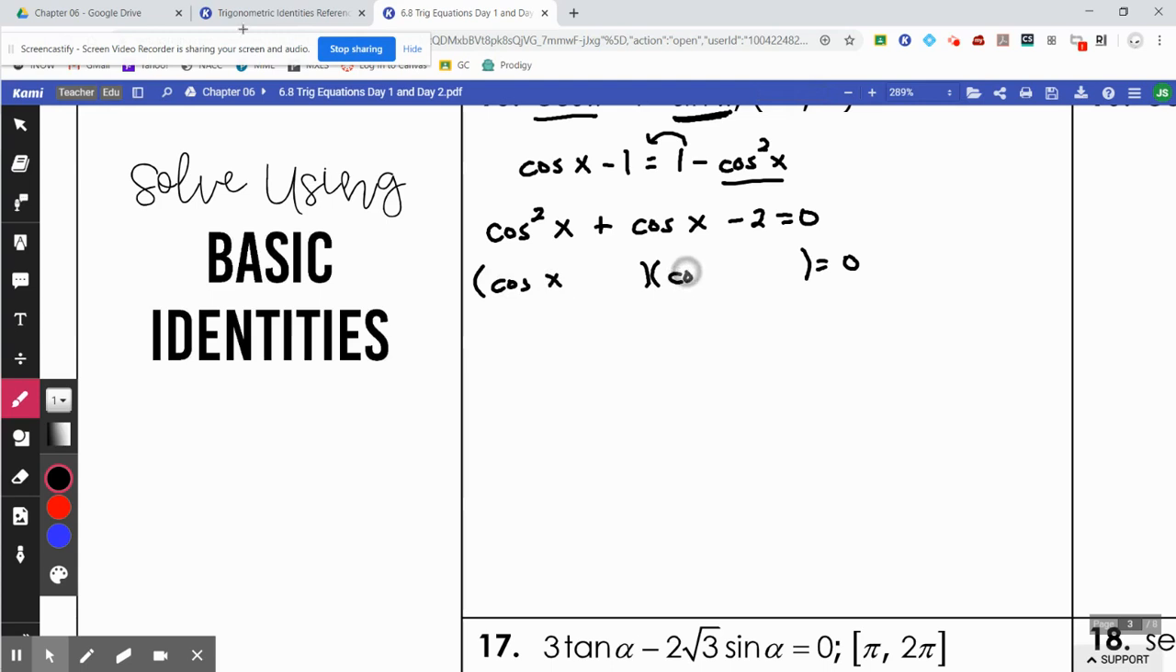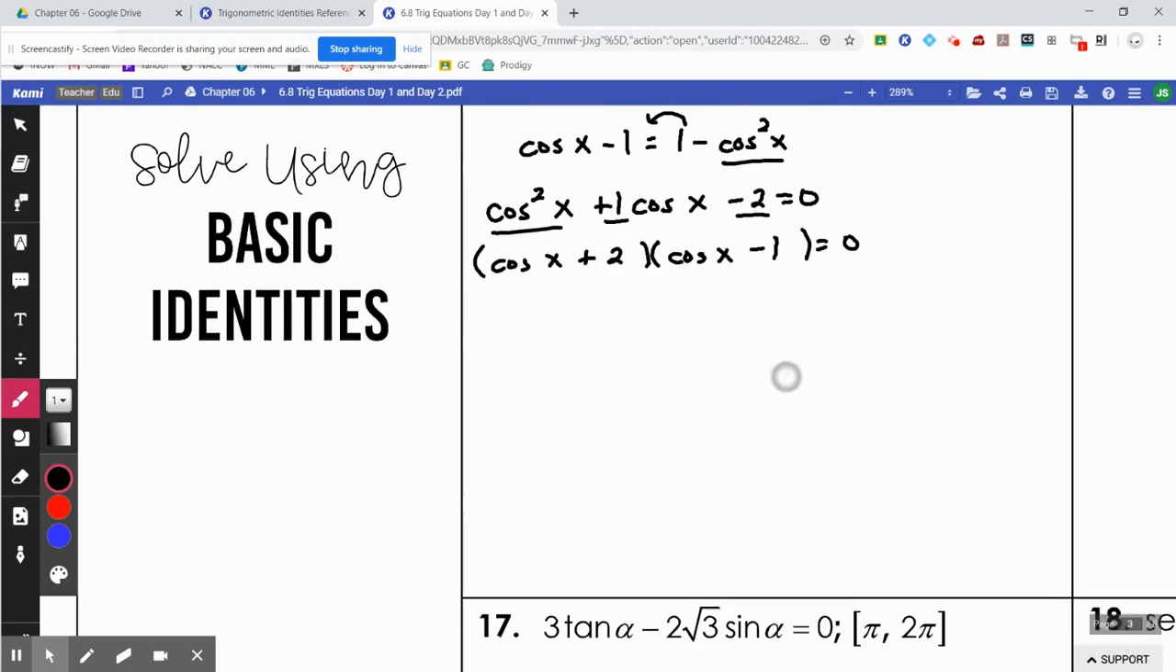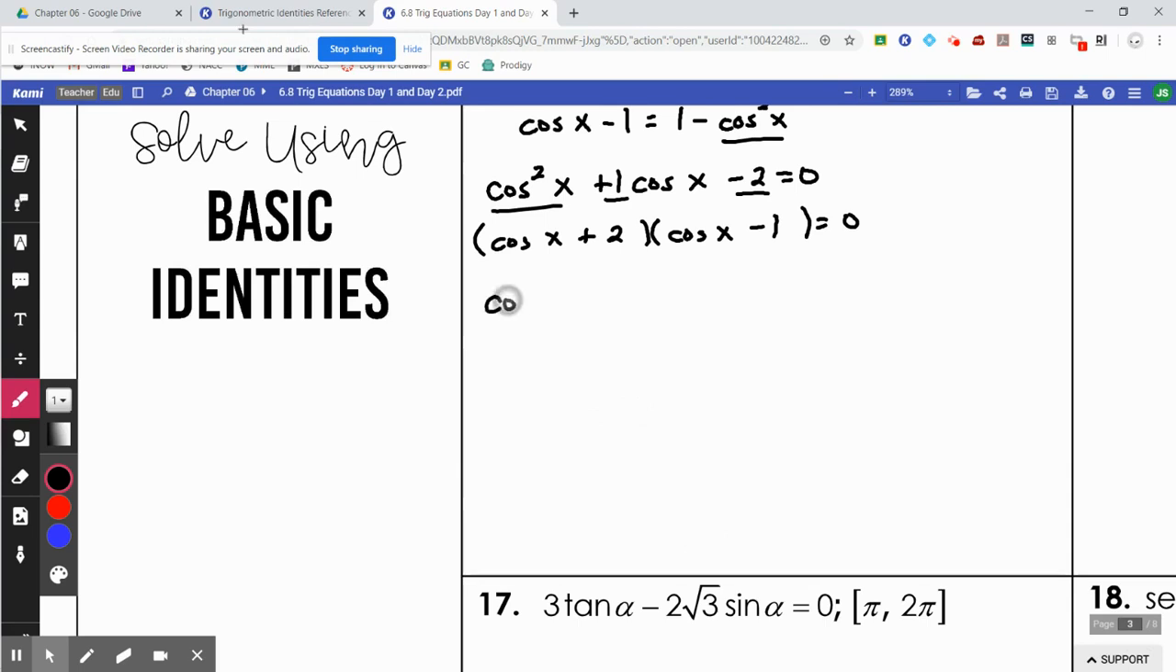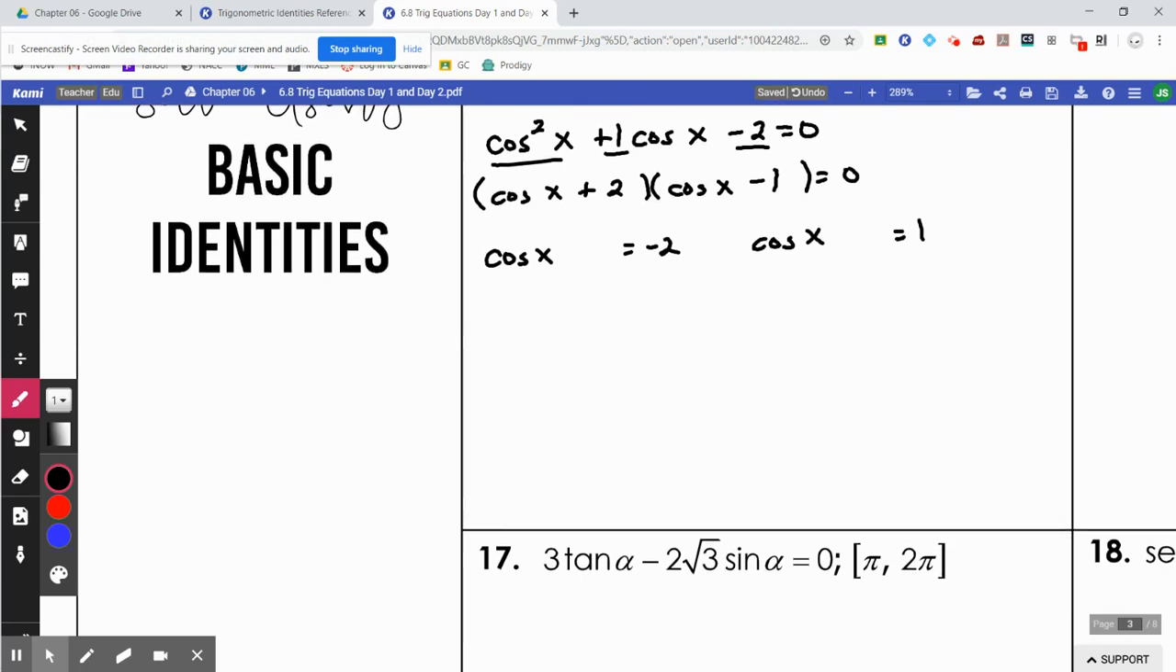Cosine x times itself gives me cosine squared x. Adds to give me 1, multiplies to give me negative 2, so that would be a positive 2 and a negative 1. Set each equal to 0. Cosine x plus 2 is equal to 0, or you can move that over, so cosine x is negative 2. And the second one would be cosine x minus 1 equals 0. Move the minus 1 over by adding 1. So there's your two setups.